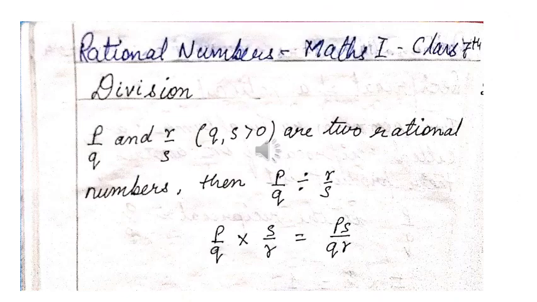Now for division, P upon Q and R upon S, where Q and S should be greater than 0, or we can say non-zero, are the two rational numbers. Then P upon Q divided by R upon S: R upon S can be flipped and written as S upon R. The denominator part turns into the numerator and the numerator part turns into the denominator, and then simply do multiplication. So in division, multiplication is also there. Clear?